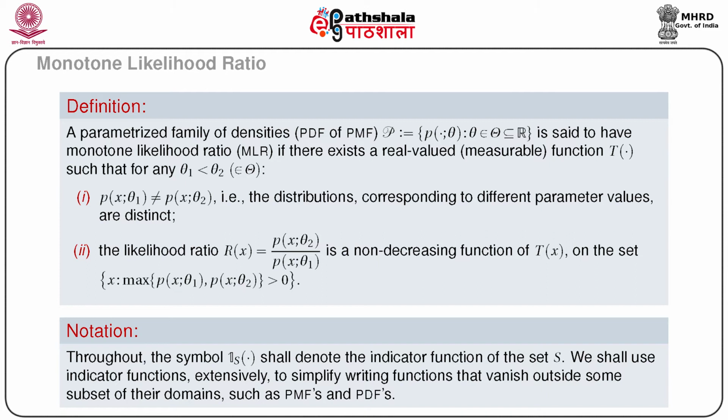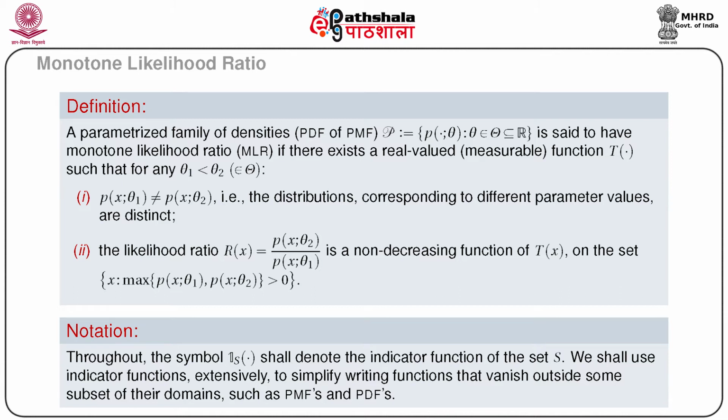In the present module, we define the monotone likelihood ratio MLR property for a family of PMF or PDF denoted by the set of all P_x(theta), theta belongs to script theta, a subset of the real line. We exploit this property to derive the UMP test of size alpha for one-sided null against one-sided alternative hypothesis in some situations. First, we shall discuss the MLR property of a family of distributions.